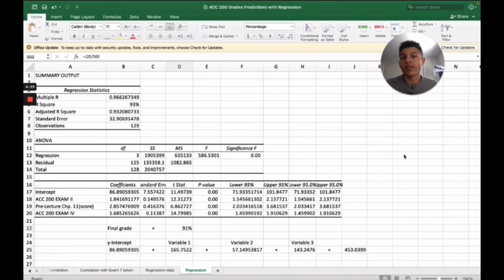So now that we have all this data combined together, we're actually able to determine what a student might score in the class just based off of these 3 independent variables. So with our exam number 2, let's say the student scored a 90 out of 100. And then let's say with the chapter 11 assignment, they actually scored a 20 out of 23. And these are being multiplied by our coefficients that we see here. And then for our third variable, our exam 4, let's say they scored an 85 out of 100. That would come out to an estimate of a 91% in the overall class.